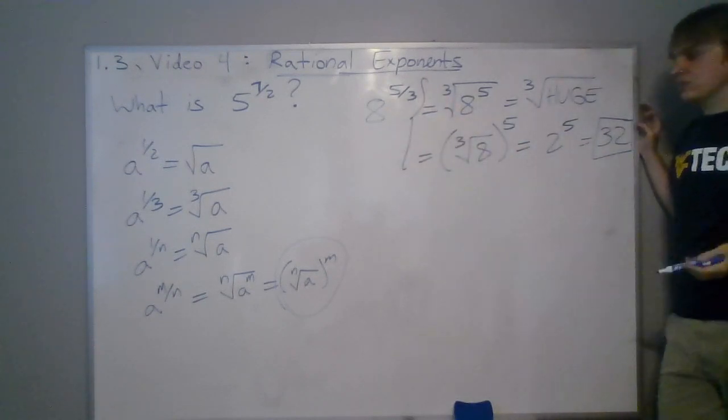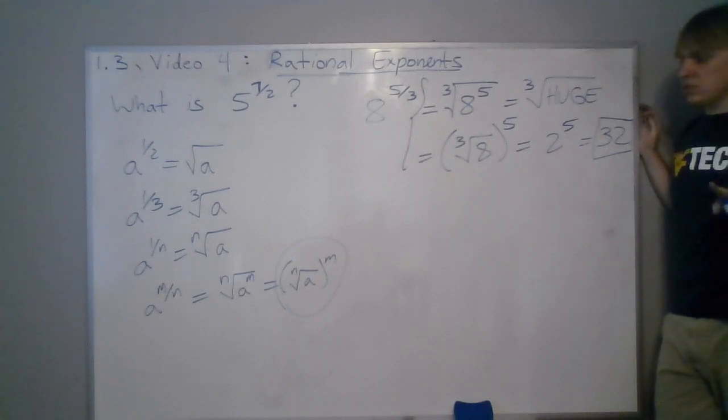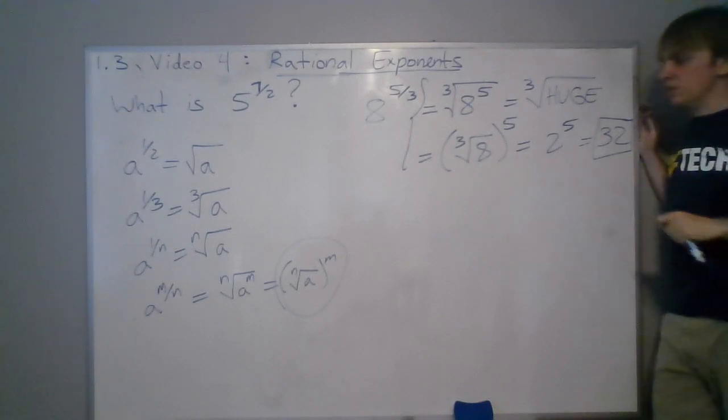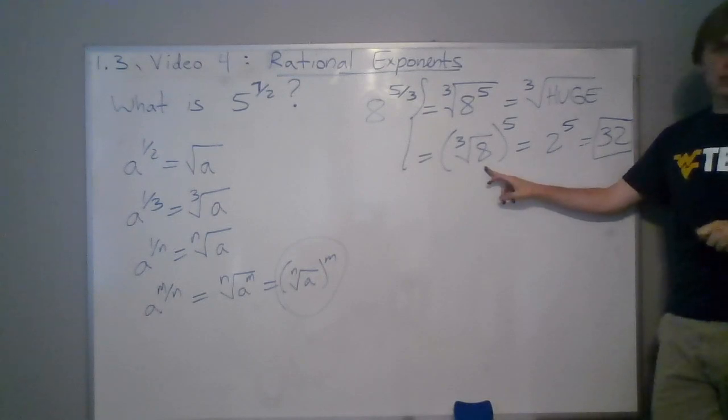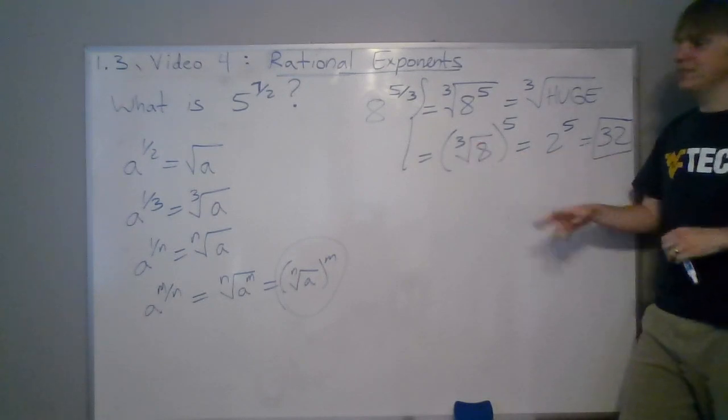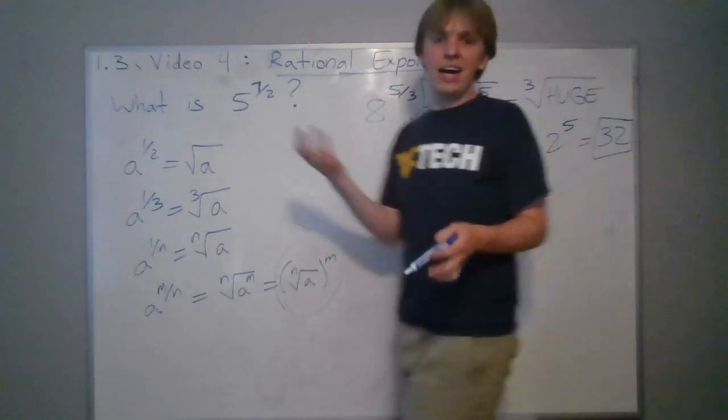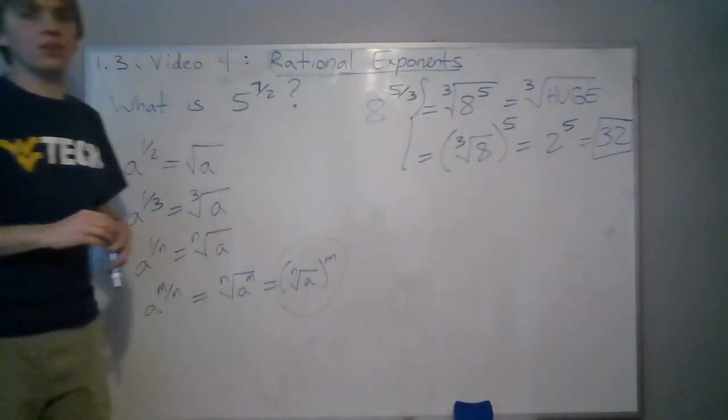So we have two options on how to complete problems. Most of the time, taking the root first is going to be the better option. The times that it wouldn't is when the root doesn't work out nicely, like if this had been a cube root of 7, it's going to be messy either way. I don't know if one way is going to be better than the other way in that case.